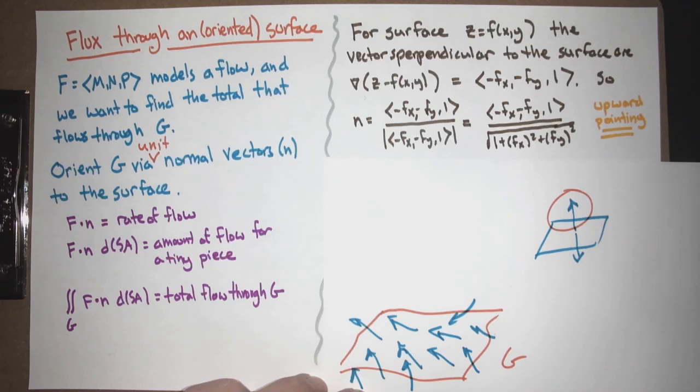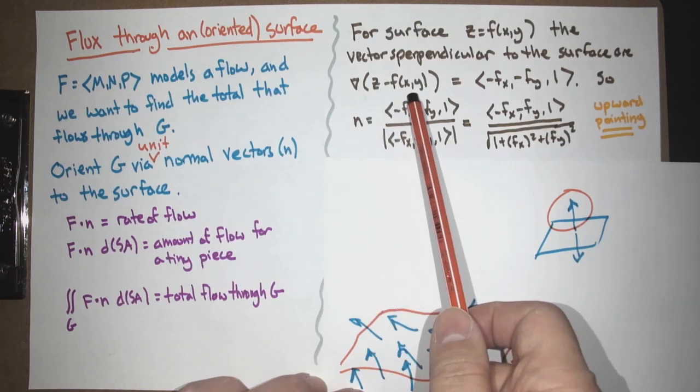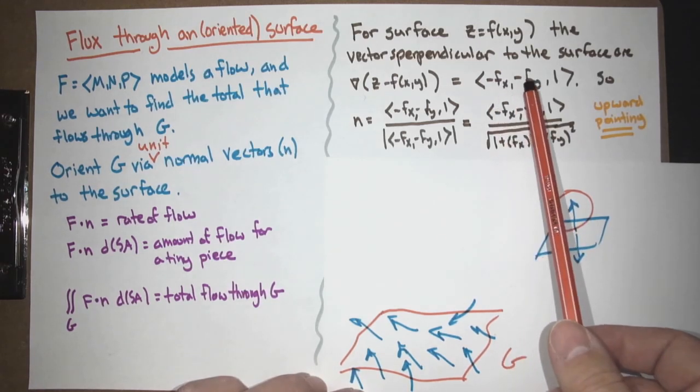Well, we dig back and we say, how do we find tangent planes to surfaces? We use gradients. So if you take the gradient of z minus f of x y, that has to be perpendicular to your surface. And that's not a bad gradient to take. You get minus f_x, minus f_y, 1.